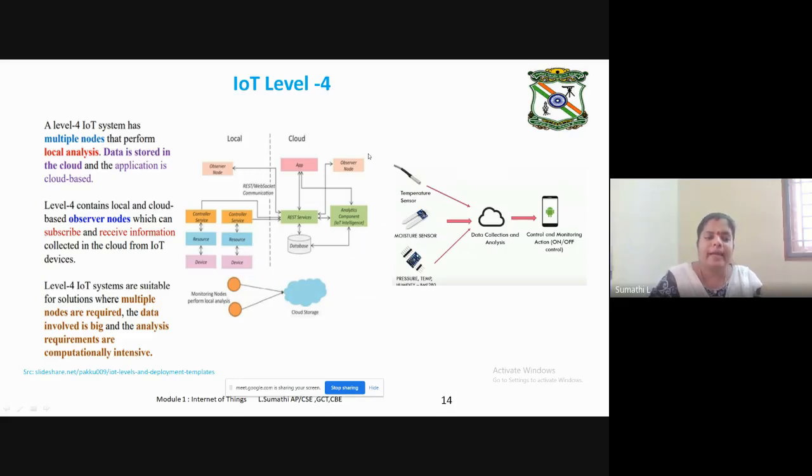So far, in levels 1, 2, and 3, we were considering that you have a single node. If I have deployed multiple nodes to sense my environment, what do I do? That is your level 4. Each device will sense the data and store it in the cloud, and you have one node called the observer node. This observer node will subscribe and receive information.